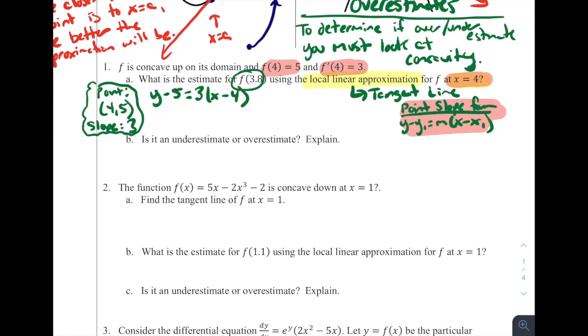Now here's the magic. This is a style of problem that comes up often on the no calculator free response section. And so we have 3.8.